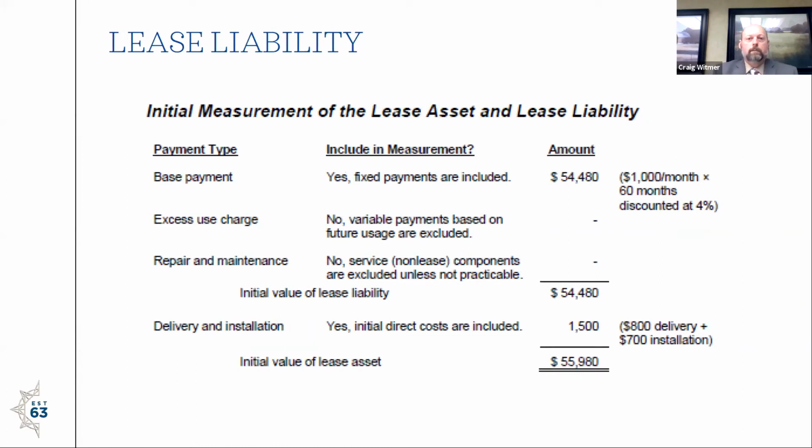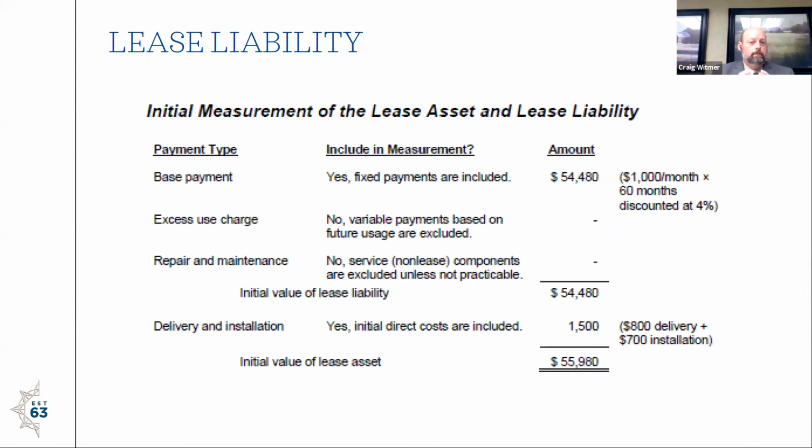But I like this chart because I think it gives a good summary of some things that are included in the lease liability calculation and some things that are not. Then we start to talk about the lease asset or that intangible asset. So what is included? Well, you have the base payment, fixed payments, obviously they're included. So in this example, you have a 5-year lease for $1,000 a month, discounted back at 4%. So that's $60,000, discounted back to $54,480.